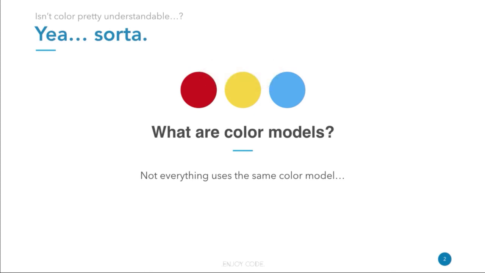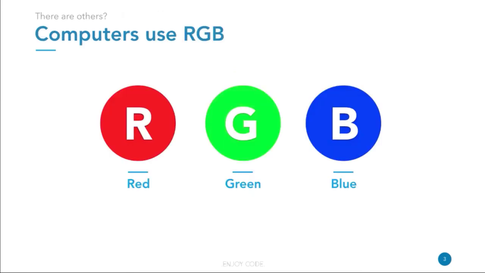But not everything uses that same color model. Computers use a color model, but it's not that one. Computers use RGB, red, green, and blue. These are also sometimes called the primary colors of light. And these are the actual shades of red, green, and blue on the computer, the pure shades of it. They're much brighter than you see in paint normally.